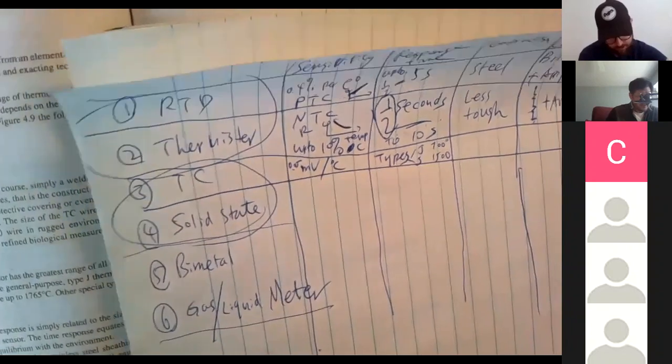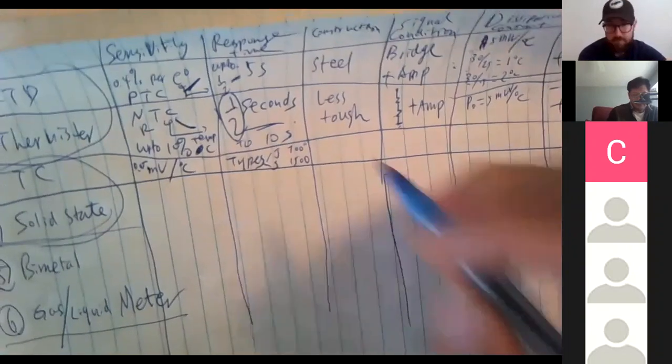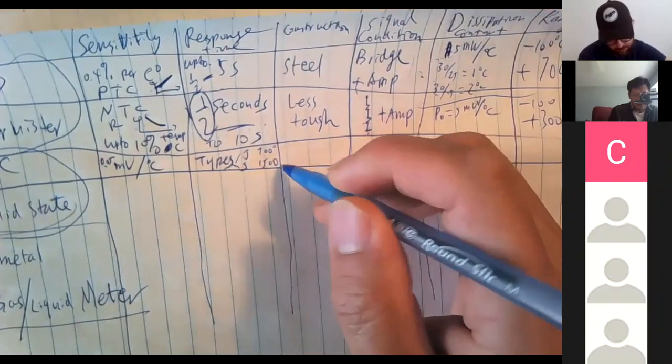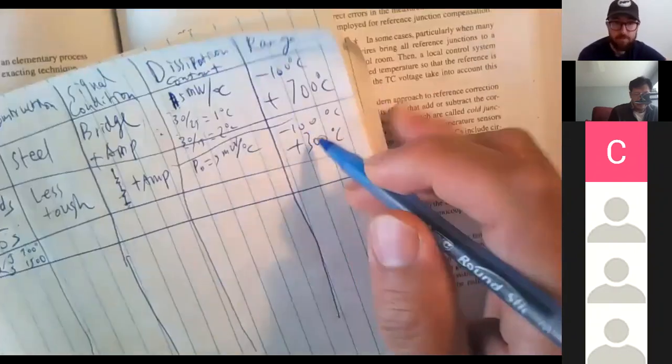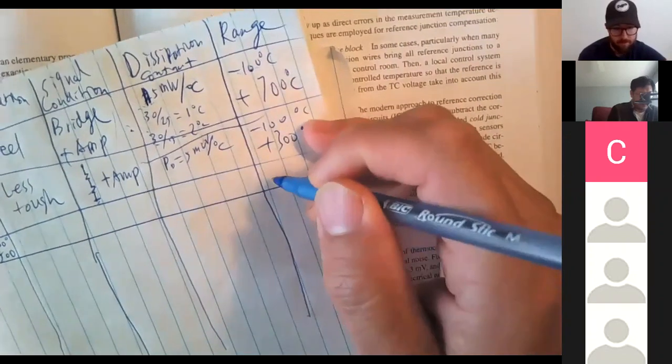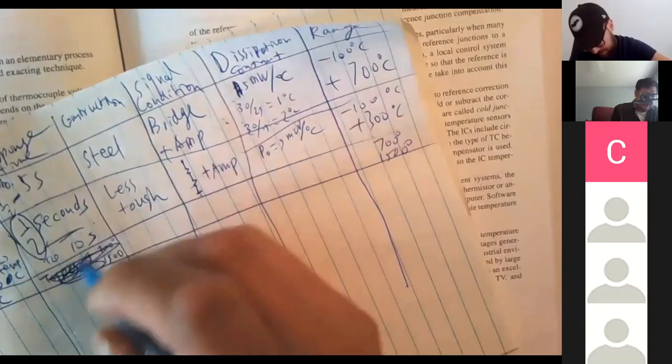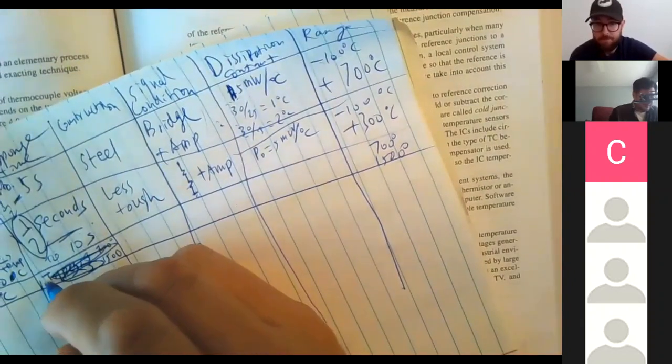Time response, it's almost the same. Time response will be, oh, where's my range? I put it in the wrong column. Range is 700, 1500. The time response is a second, 10 seconds. Again, 10, 20 seconds.